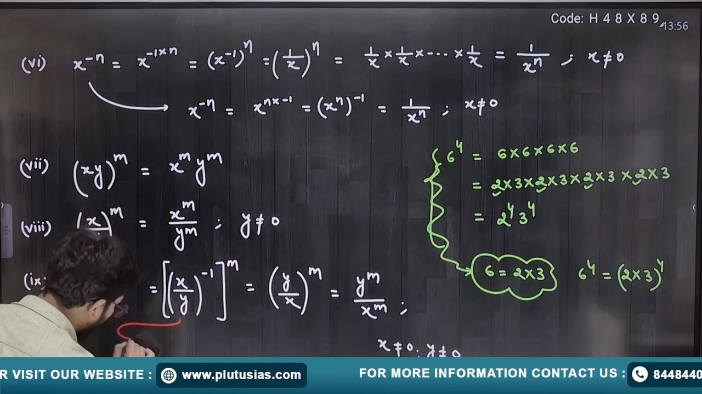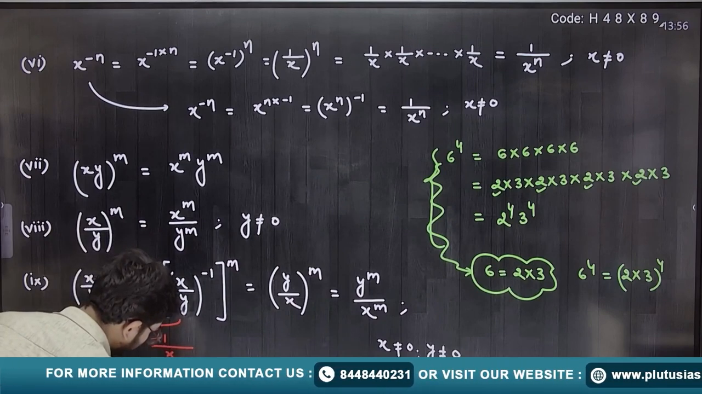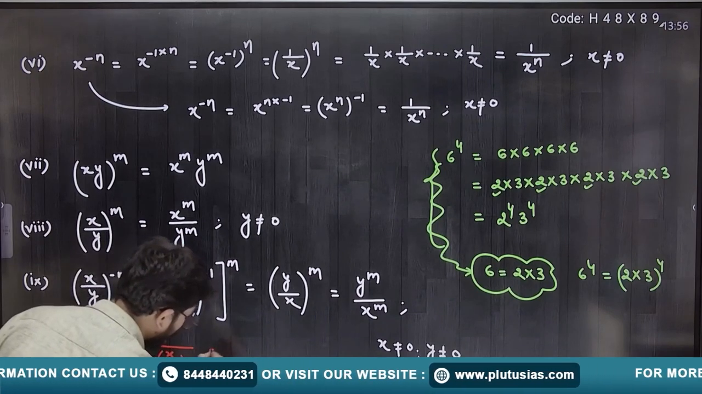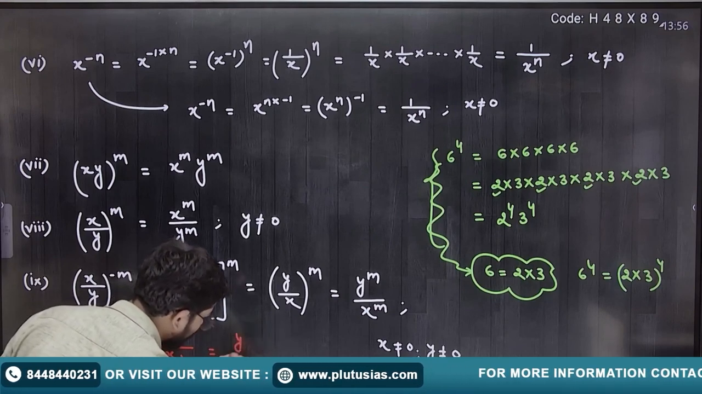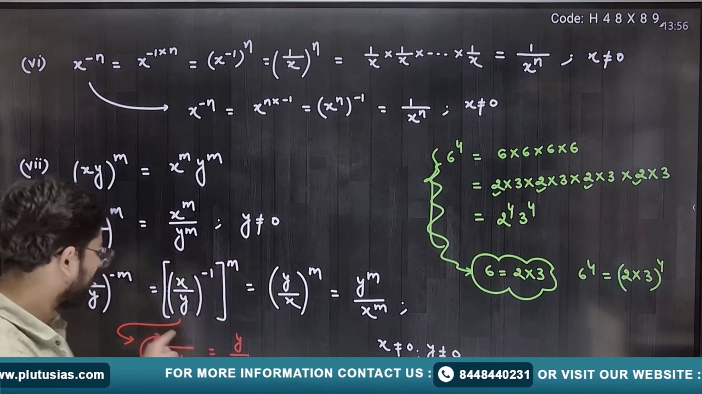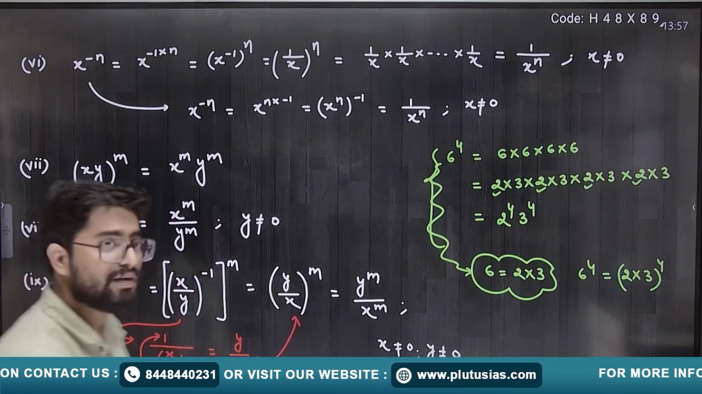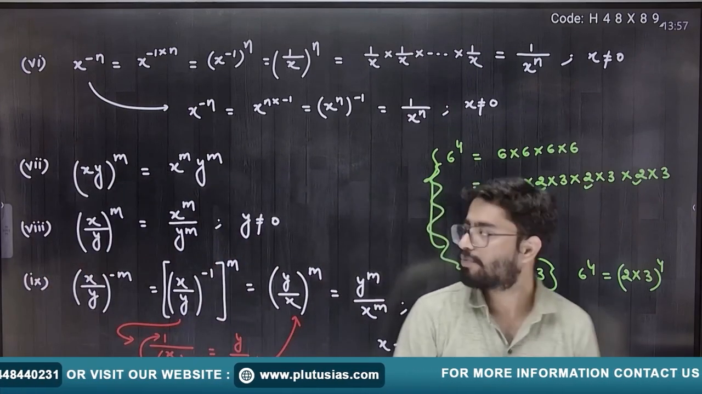If you have confusion here, let's discuss this one also. x by y power minus 1, you can say that is 1 by x by y. And you know the property of fractions, that will become y by x. Multiplying here, it will become y by x, and you are putting it here. Clear?